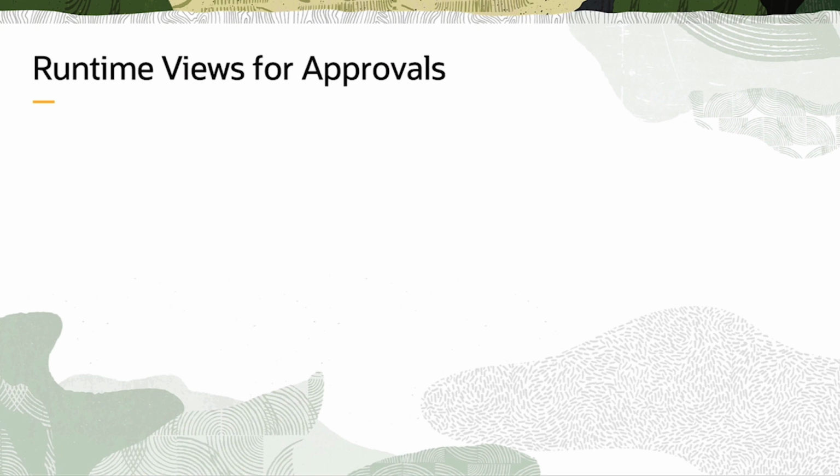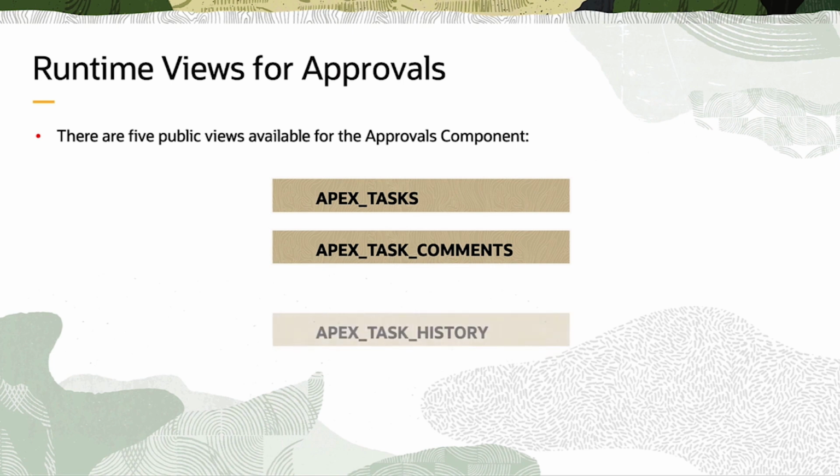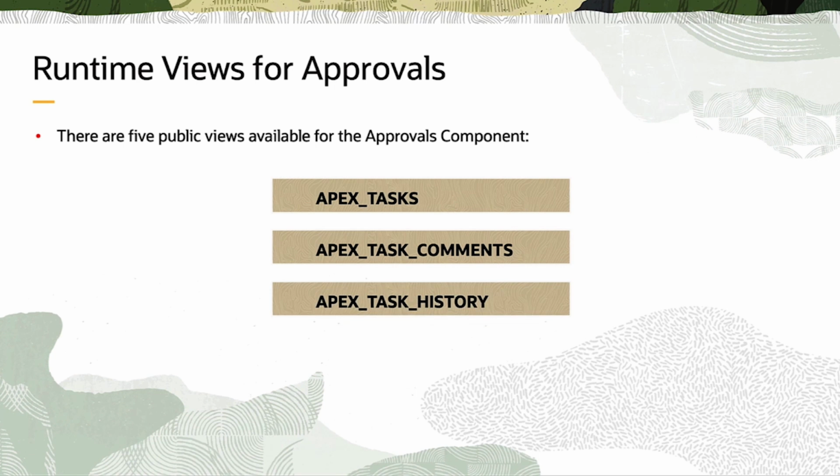Runtime views for approvals. There are 5 public views available for the approvals component. APEX_TASKS for the properties of each task instance. APEX_TASK_COMMENTS for all comments entered on each task instance. APEX_TASK_HISTORY for the chronological series of operations performed during the lifecycle of a task instance, including the user associated with the update and the date the operation was performed.